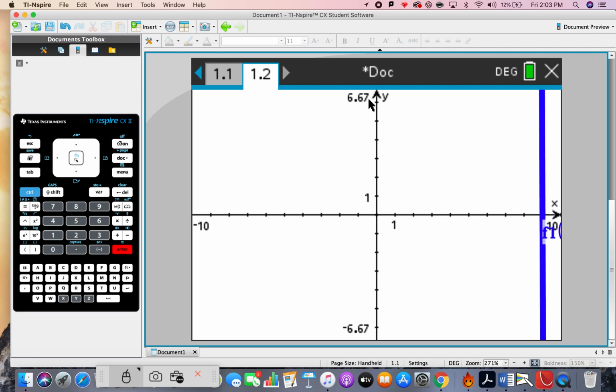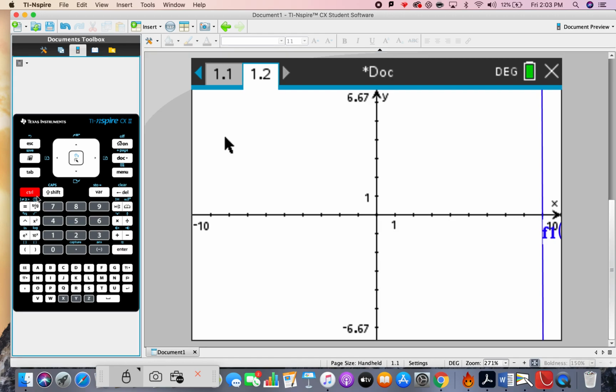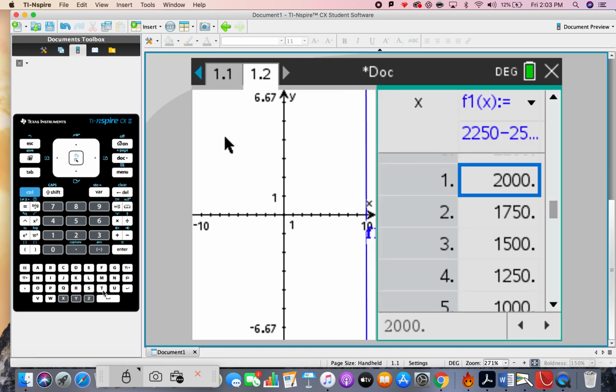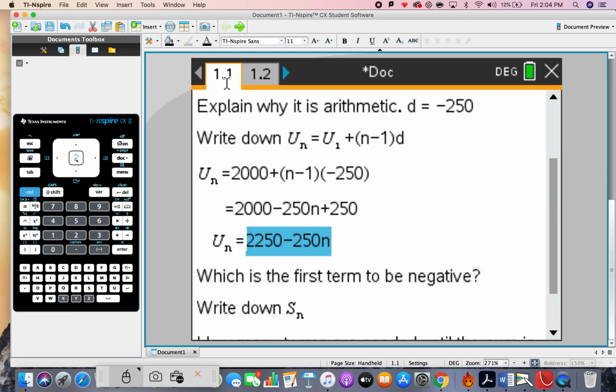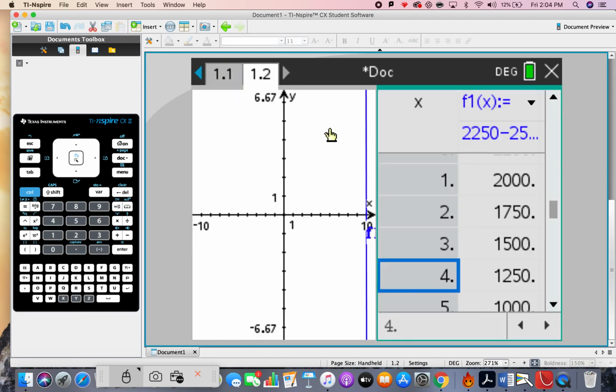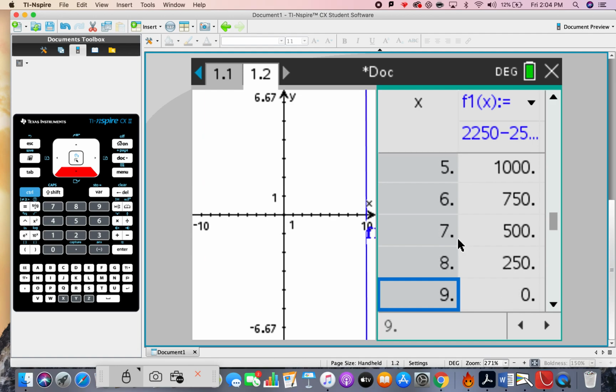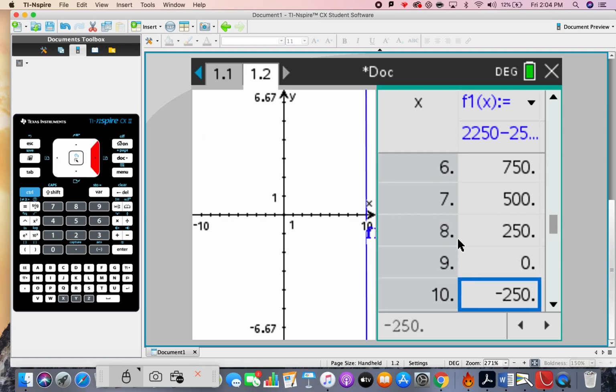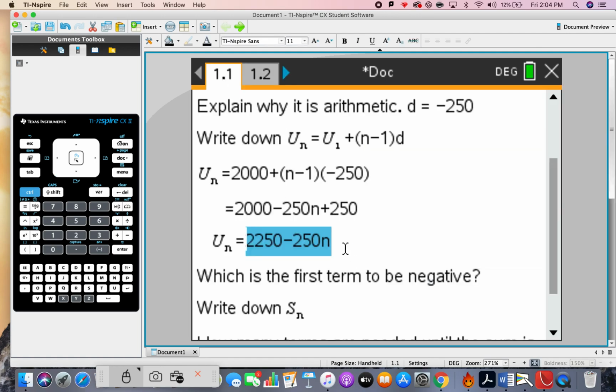Press enter. Now the fact is it doesn't matter what the graph looks like. We're going to go to Control T for the table of values. Just have a look at that. The first is 2000, the second is 1750, the third is 1500. That's what we've got from the original question. Brilliant. And so we just need to go down here until we see the first negative term. Now look, the 9th term is 0, but we would need the 10th term for the first negative term. So which is the first term to be negative? We need n equals 10.